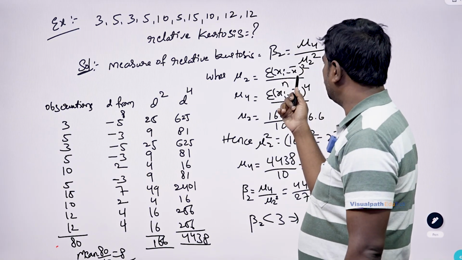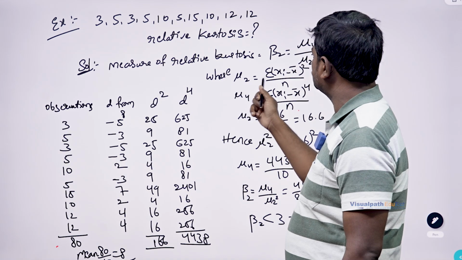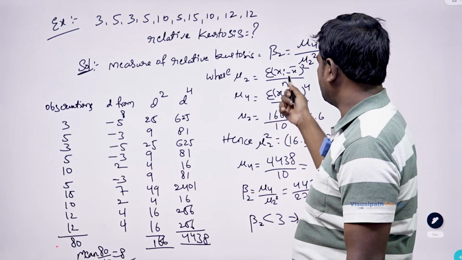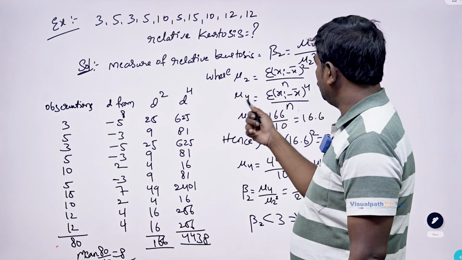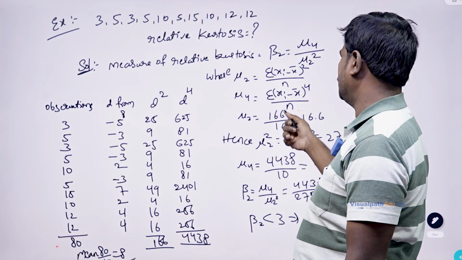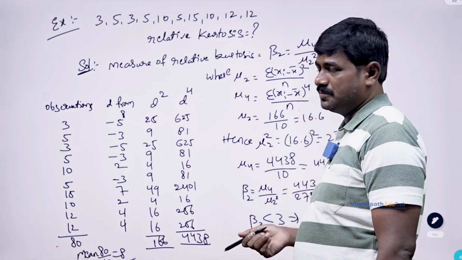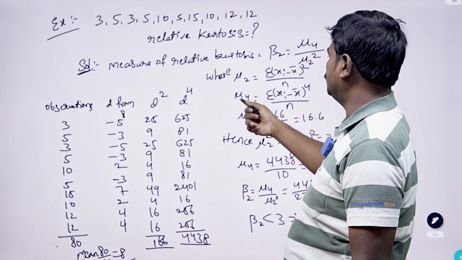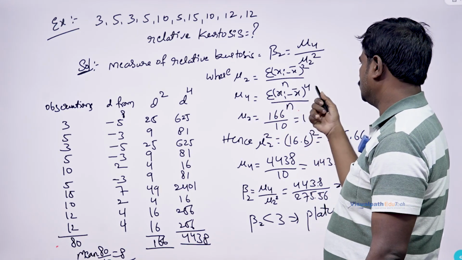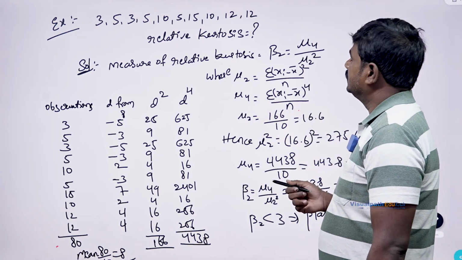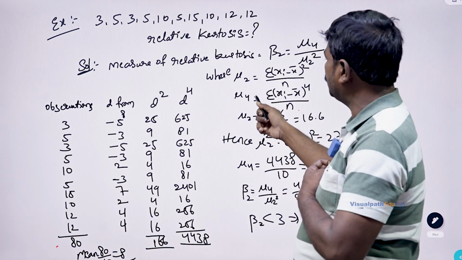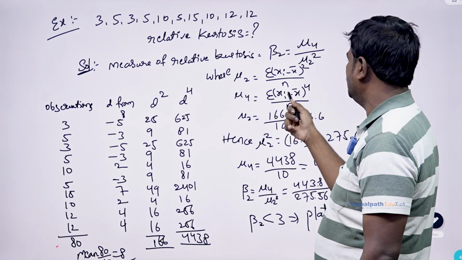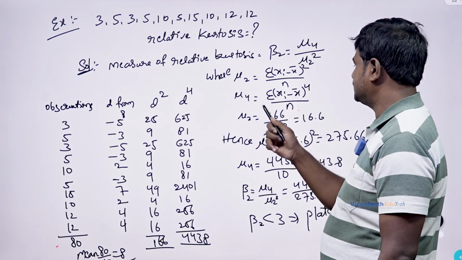To find mu 4 and mu 2: mu 2 is equal to the sum of (xi minus x bar) whole square by n. Then mu 4 is equal to the sum of (xi minus x bar) whole to the power 4 by n. This is mu 2 and this is mu 4. So we need to find mu 2 and mu 4, and for that we have to get (xi minus x bar) square and (xi minus x bar) to the power 4 for the individual observations.